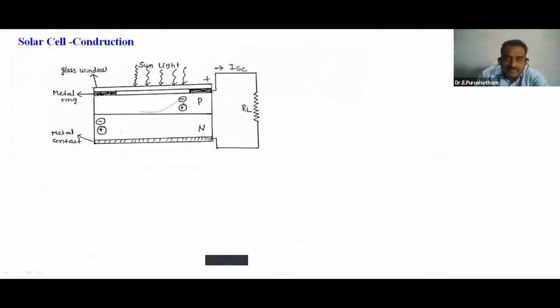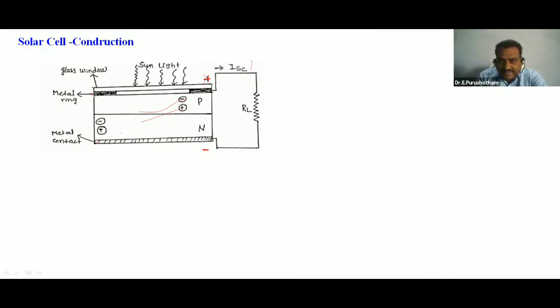You observe here, this is the metal ring. So on the top of the P type semiconductor, a metal ring is arranged. It behaves as a positive terminal. The bottom surface at the place of the N layer also has a metal ring arranged. It behaves as a negative terminal.